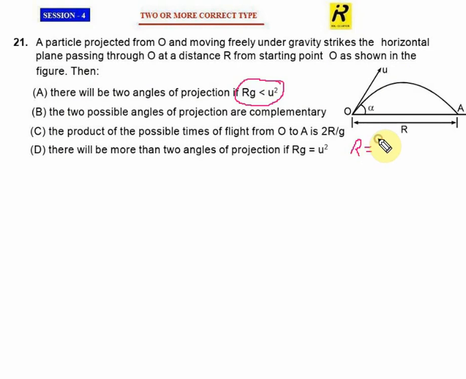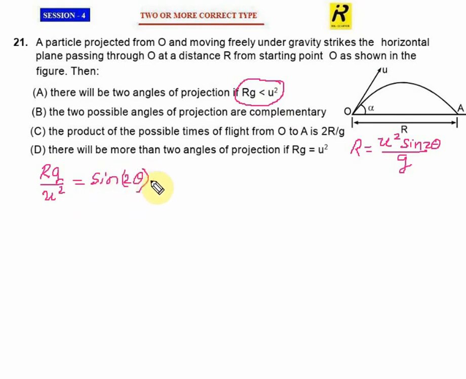So this is U square by g. U is the projection velocity, R = U square sine 2 theta divided by g. This is how we write the expression for range. Now the given condition is Rg is less than U square. So that means Rg divided by U square is equal to sine 2 theta. This is what I got.